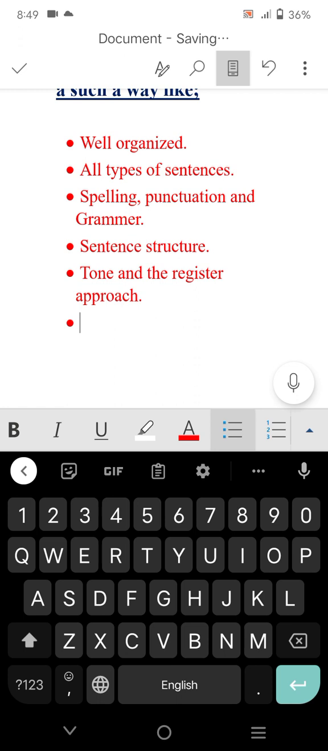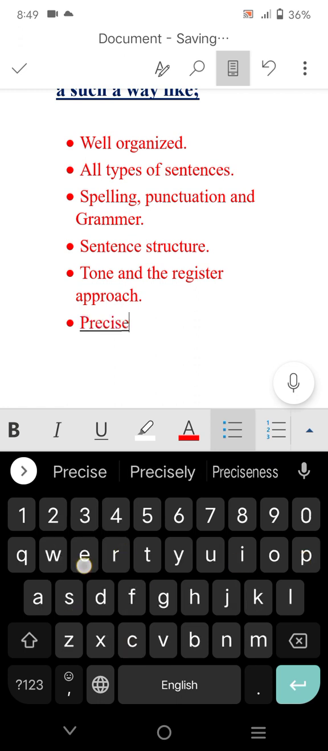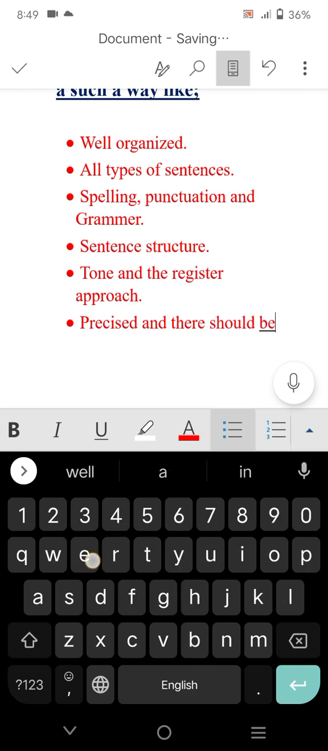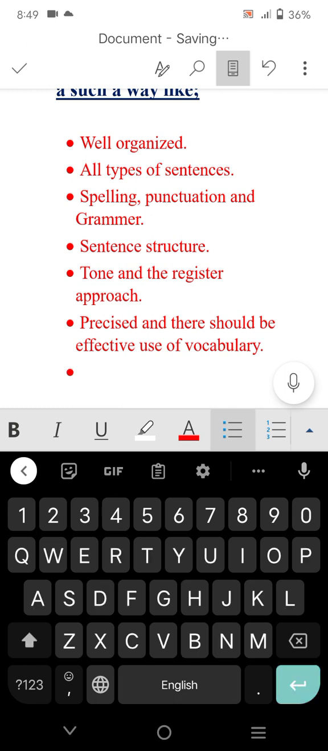The second most important thing is that it should be precise and effective, with effective use of vocabulary. That is important because, since the limit is 350 words, it should not be extensively exceeded, and it should not fall far below it either.